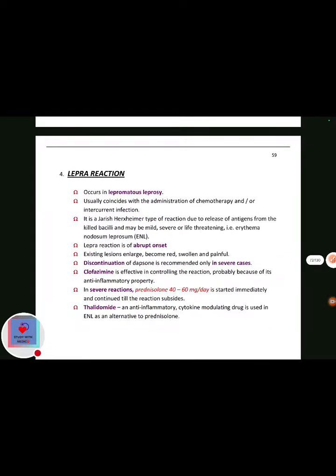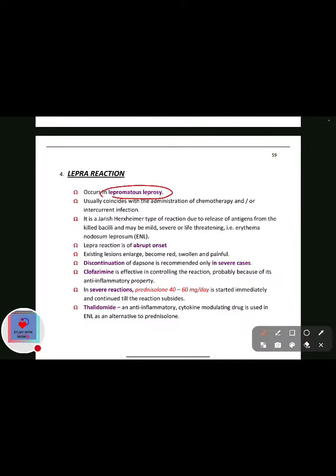Talking about the last topic, that is lepra reaction. Lepra reaction occurs in lepromatous leprosy. It usually coincides with administration of chemotherapy or intercurrent infection.